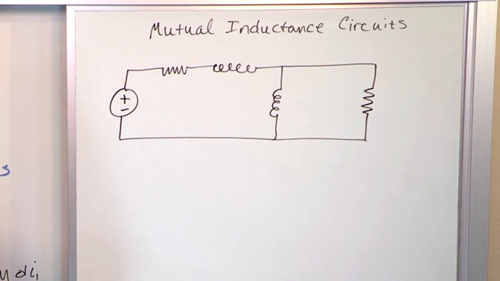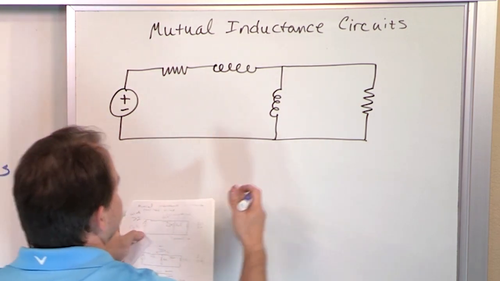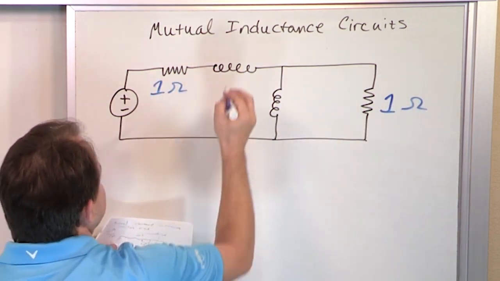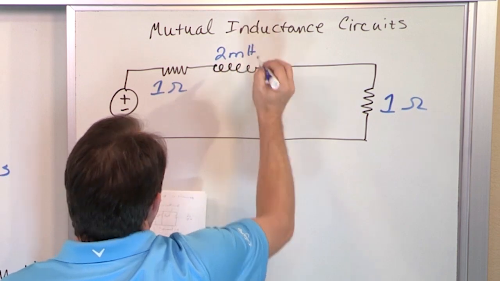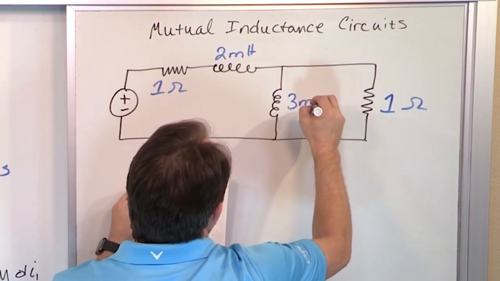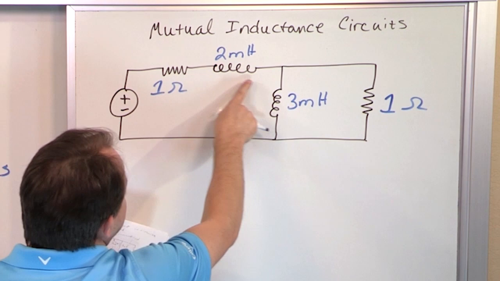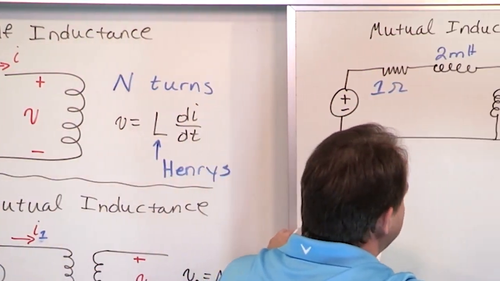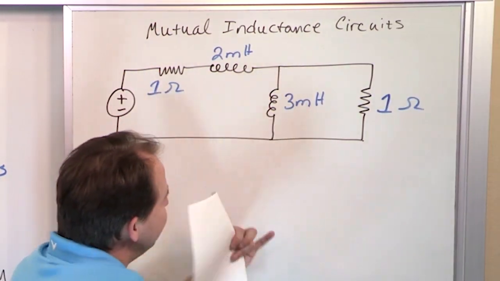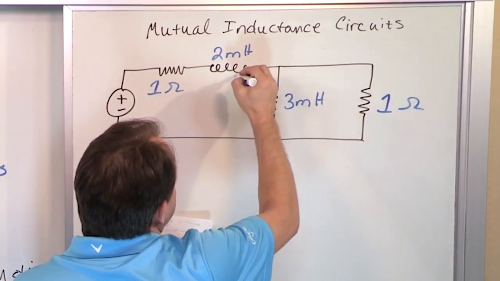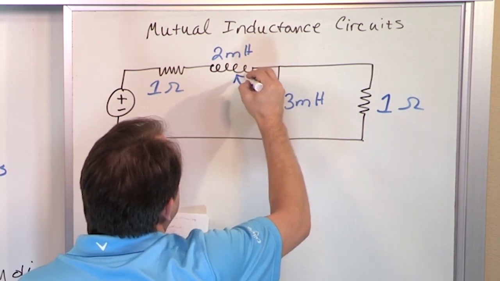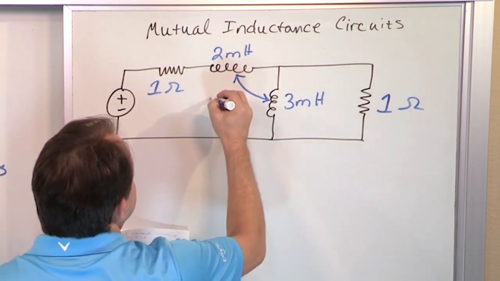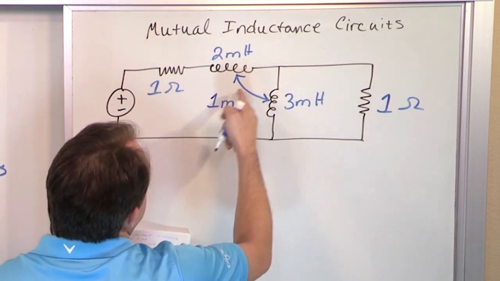So for instance, a circuit that you might see would be that this resistance doesn't matter. You could say 1 ohm. You could say 1 ohm. You could say this is like 2 millihenries, and you could say this is like 3 millihenries. So when I write the numbers above the coil, that is the self-inductance L of that coil, just like it always is. But if these two coils are physically close together, what you see on a circuit is a double-headed arrow pointing to both of them. And you might see 1 millihenry in between them like that.